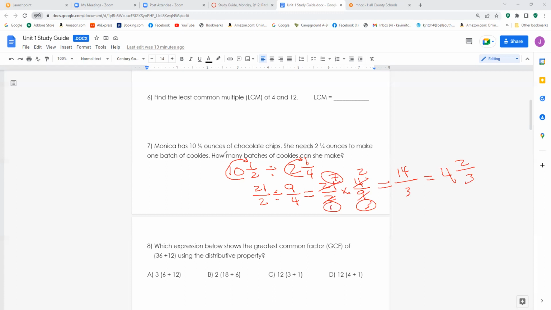So the question is, how many full batches of cookies can she make? She can't quite make 5 batches, but she can make 4 batches. So 4 2/3 batches of cookies. All right, so that's our answer. All right, number 8.